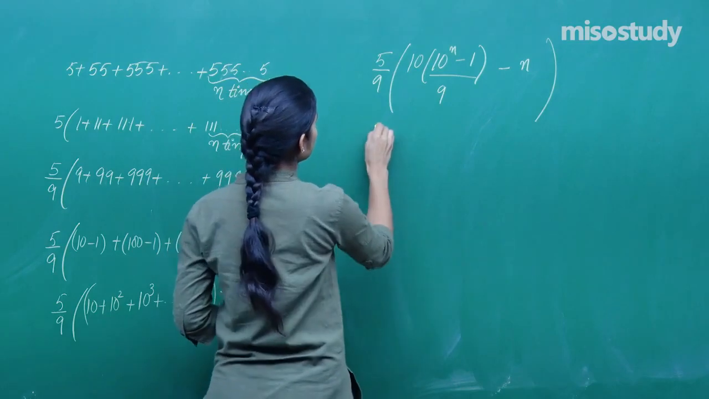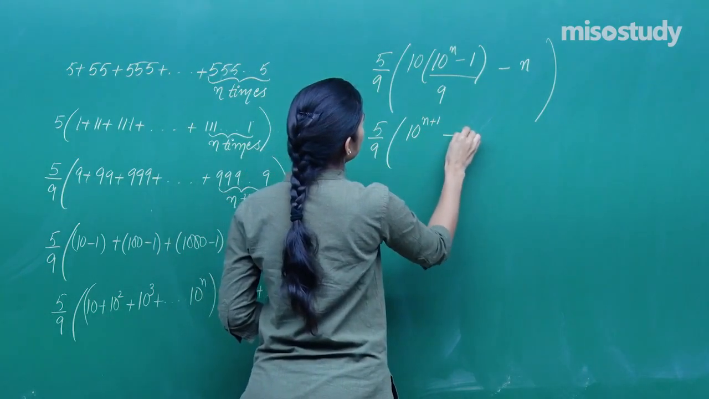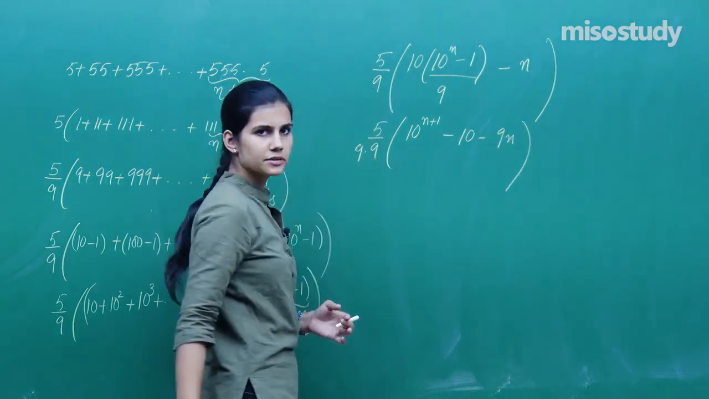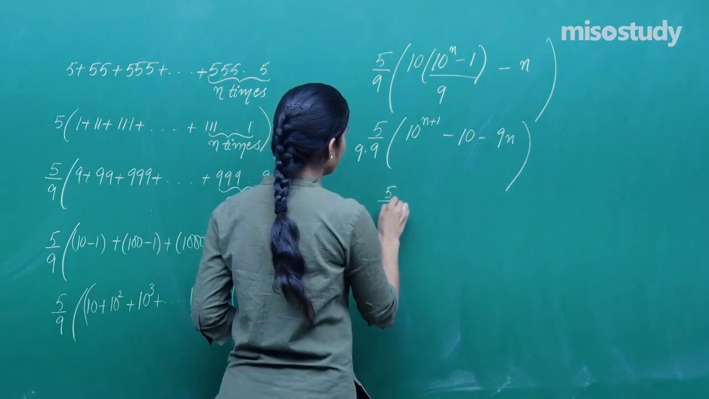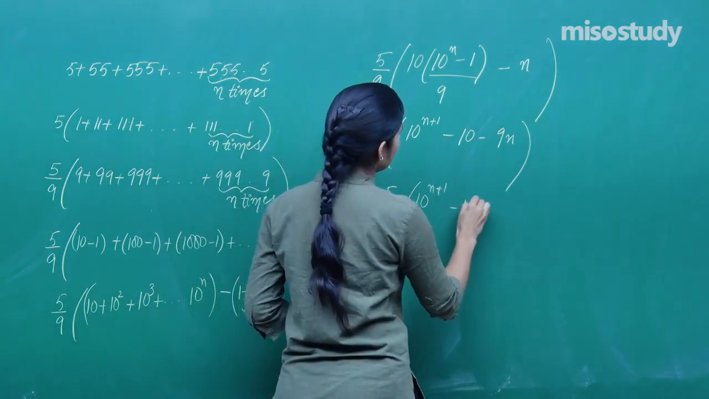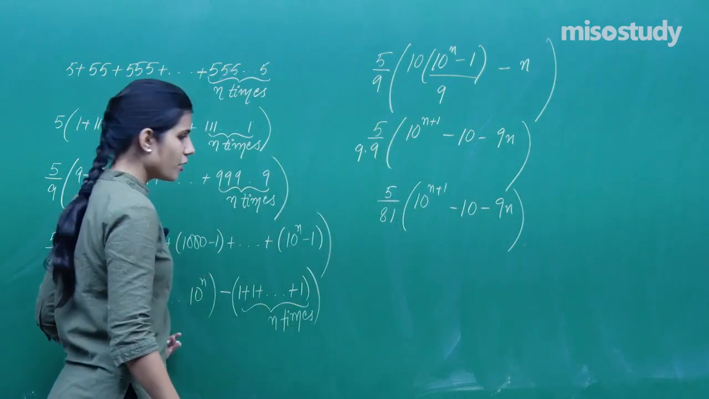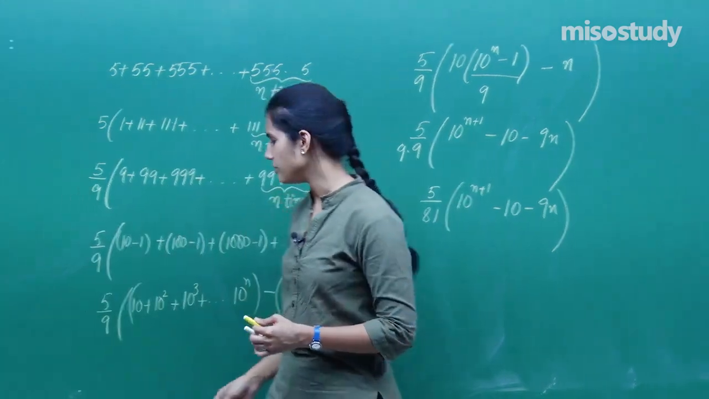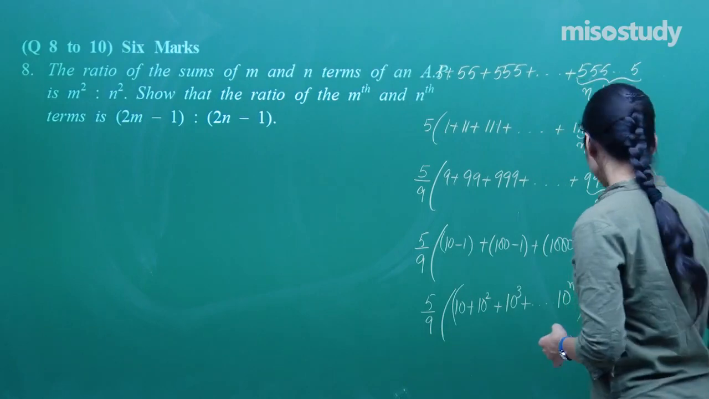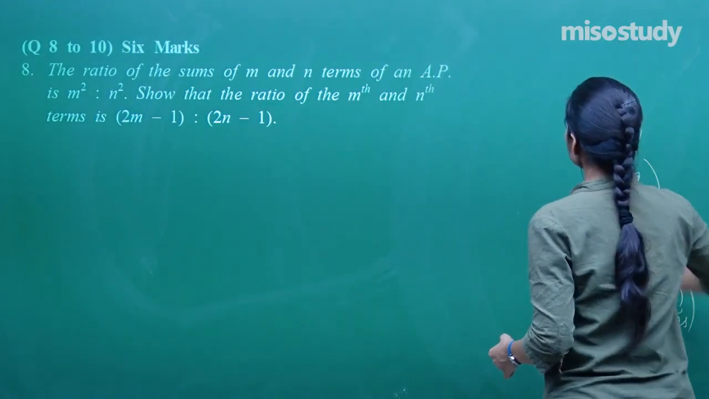So eventually what you get is 5 by 9, 10 to the power n plus 1 minus 10 minus 9n, and 9 outside. So this is 5 by 81, 10 to the power n plus 1 minus 10 minus 9n. Here I have just used the same formula, that is sum of n terms of this particular GP with first term 10 and common ratio 10. Next question says the ratio of the sums of m and n terms of an AP is m square is to n square.